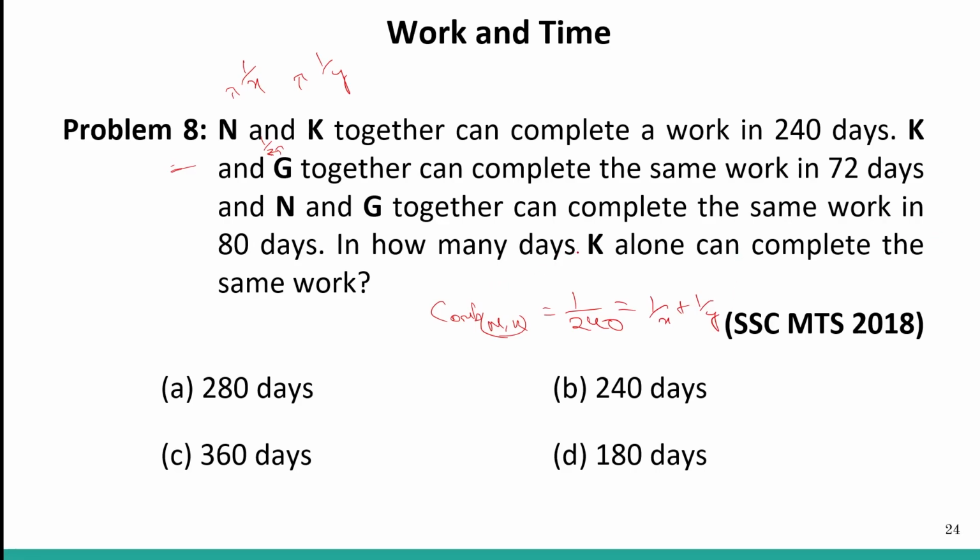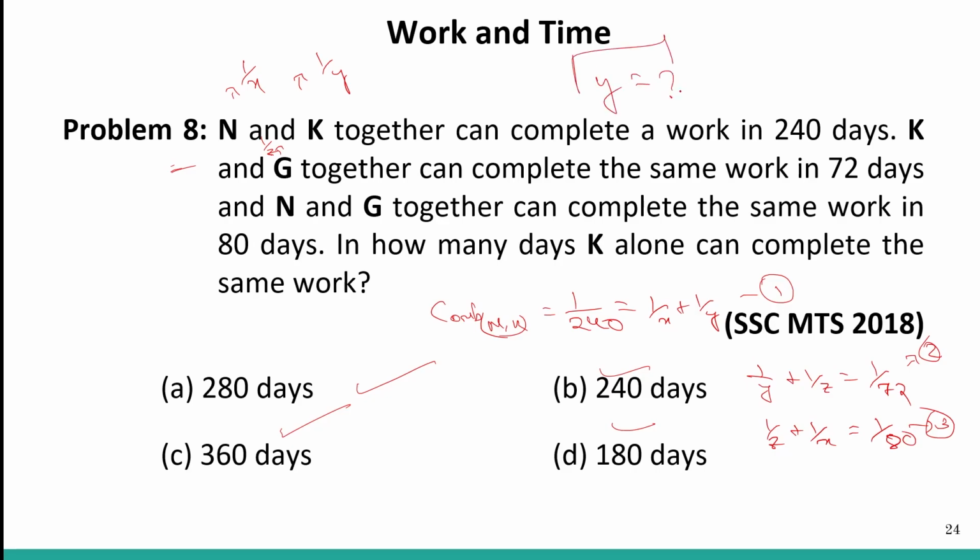And K and G together can complete the same work in 72 days. So 1 by y plus 1 by z is equal to 1 by 72. And given that N and G can together complete the same work in 80 days, 1 by z plus 1 by x is equal to 1 by 80. This is what is given to us: 3 linear equations, 1, 2 and 3. We have to solve this. Will the answer be 280 days, 240 days, 180 or 360 days? That is, how many days K alone can complete the same work. We are asked about y here.